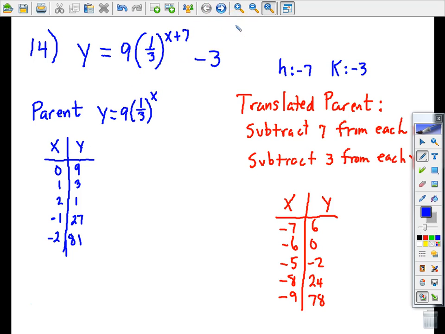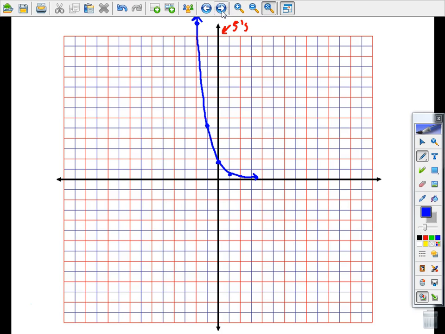Now on that same graph in red, we're going to show the translated parent. So let me get these points, and we'll plot them in red. We've got (-7, 6), so that's just a little bit above. (-6, 0). (-5, -2), which is just a little bit below. Remember, this blue line is -5. (-8, 24): 5, 10, 15, 20. The blue line would be 25, so I'm going to go just below. And then (-9, 78).